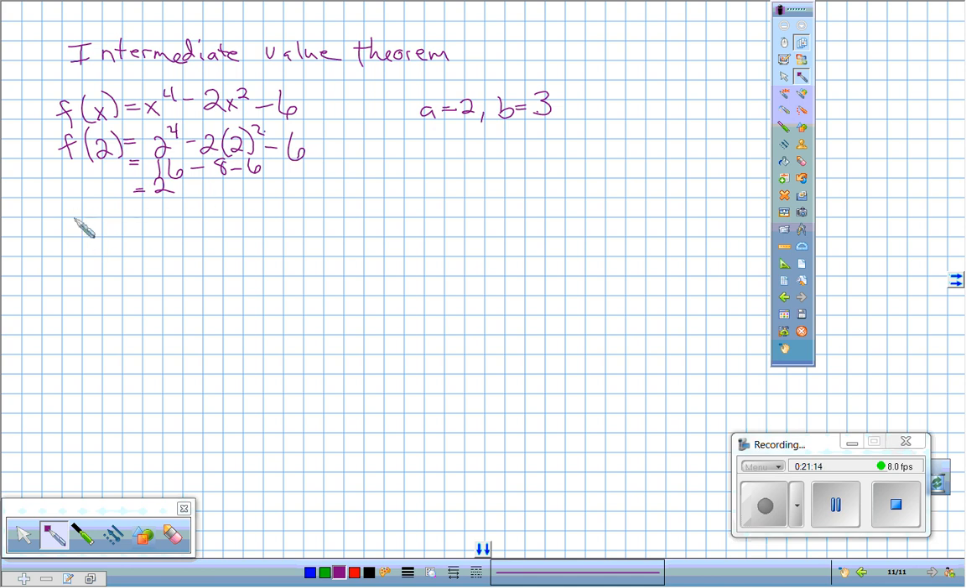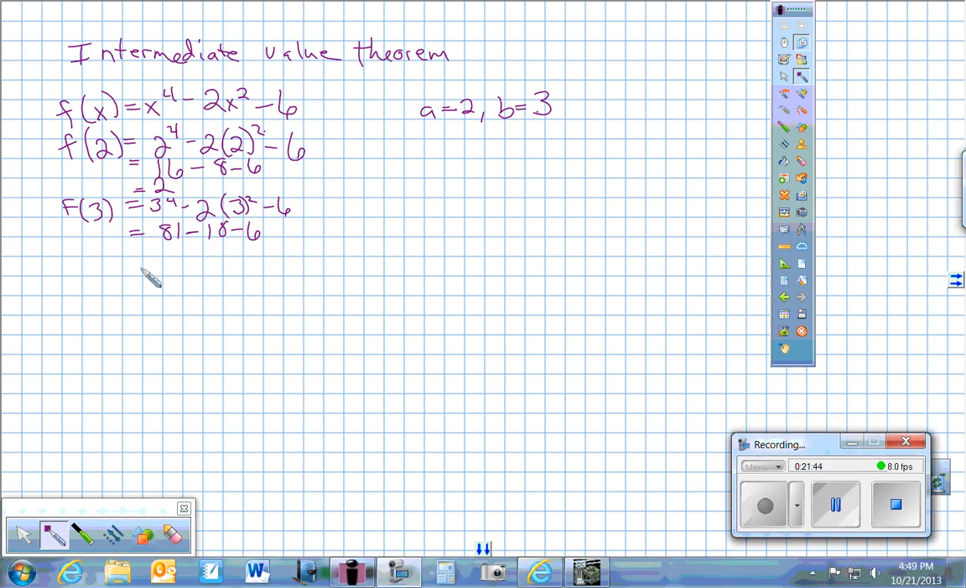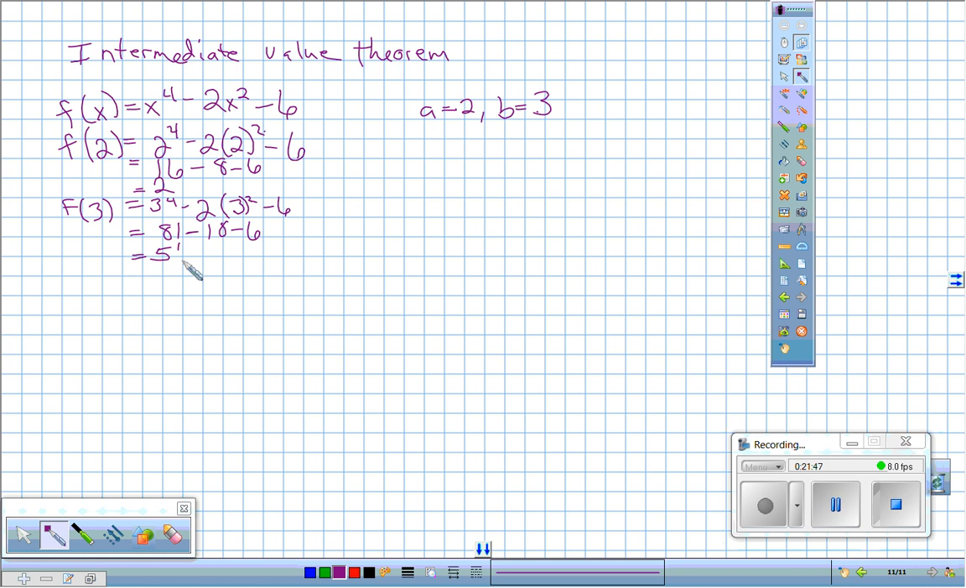Then I'm just looking for what that value is right now, and then I'm going to plug in 3, and I will have 3 to the fourth minus 2 times 3 squared minus 6. 3 to the fourth is 81, minus 3 squared is 9, 9 times 2 is 18, minus 6. When you add and subtract these, you will get 57.